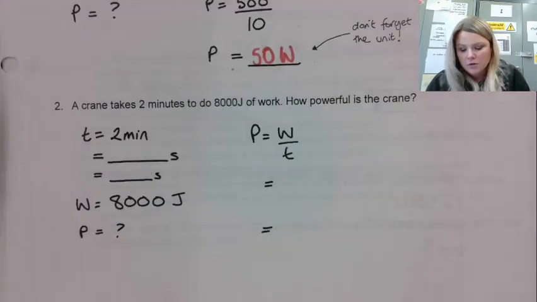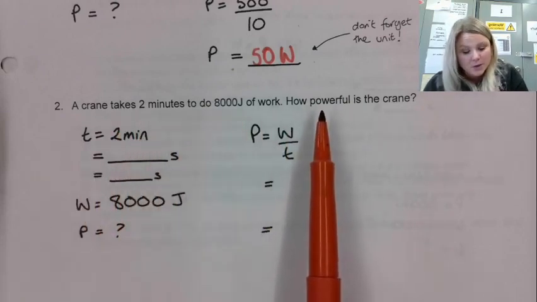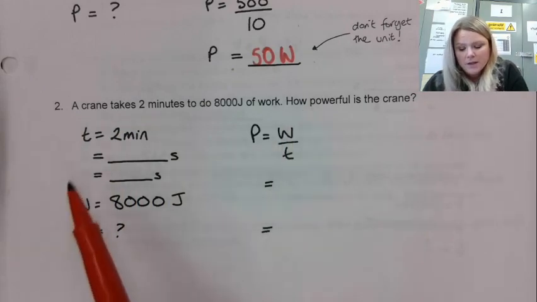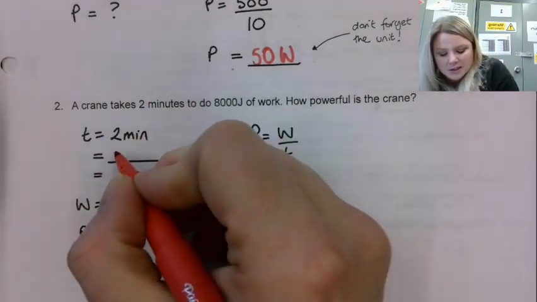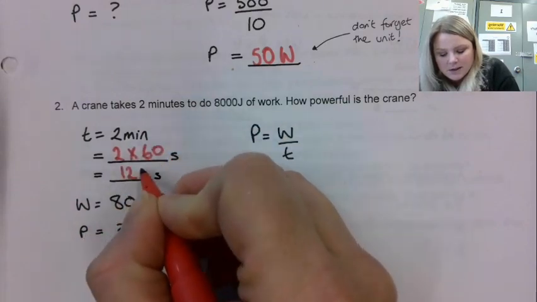Okay, number 2, a crane takes 2 minutes to do 8,000 joules of work. How powerful is the crane? That just means to work out the power. So time, 2 minutes, we have to change that into seconds. So to do that, we multiply by 60. So that gets 120 seconds.